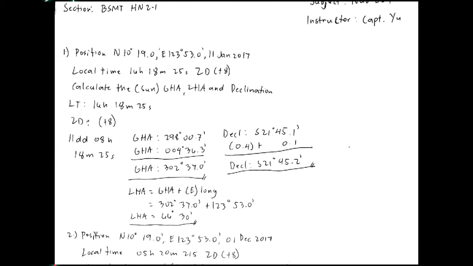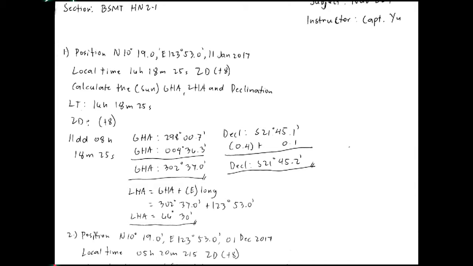Next, we will open the page between the dates of January 10 to January 12 in the almanac, due to the scenario description. Then identify the column of the sun on the 11th day and take note of the values found. For the GHA at the 8th hour, we have 298 degrees 00.7 minutes.